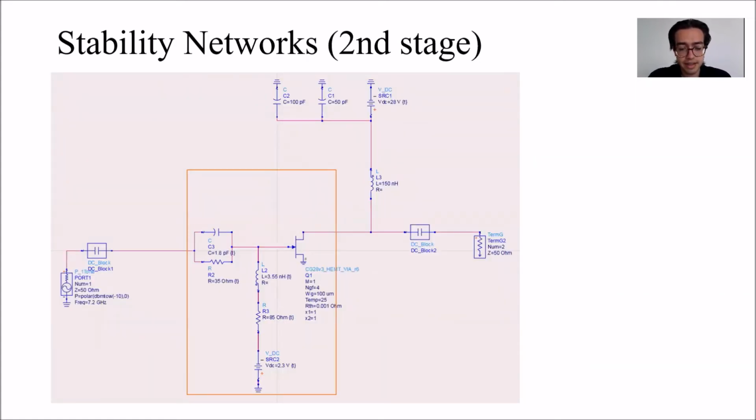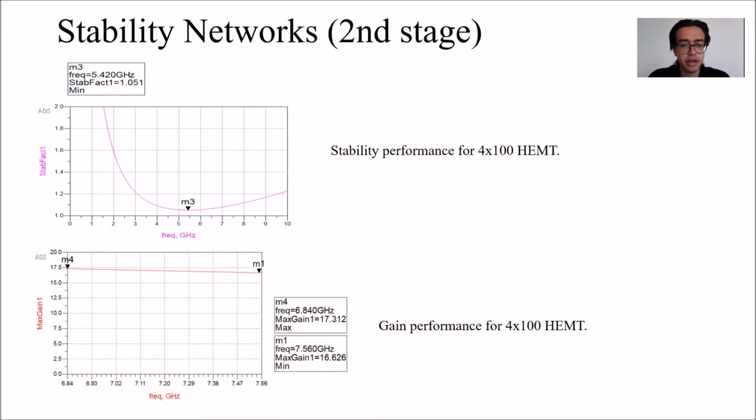For the second stage, I decided to have a simple parallel RC network on the input side of the transistor to stabilize, and I also decided to use an inductor in the DC feed line. The stability network gives us a stability factor greater than 1.051 as the requirement suggested. The maximum gain after the stabilization network is installed in this stage is determined as 17 dB.